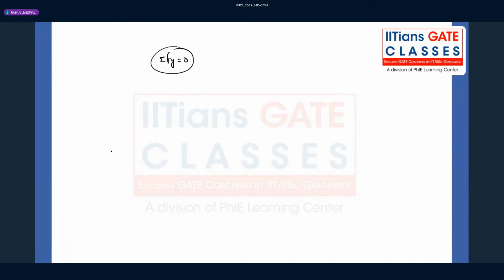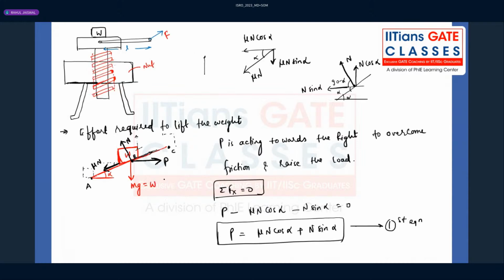What is acting in the vertically downward direction, or in the y direction? W, the normal component, and this friction force, right? There will not be any component of P in the vertical direction, because we are assuming this to be X, this to be Y.